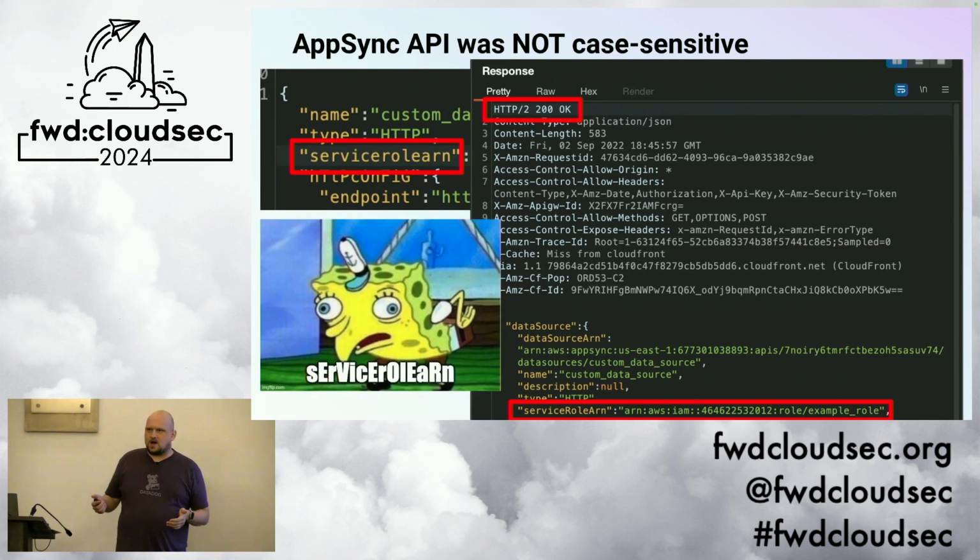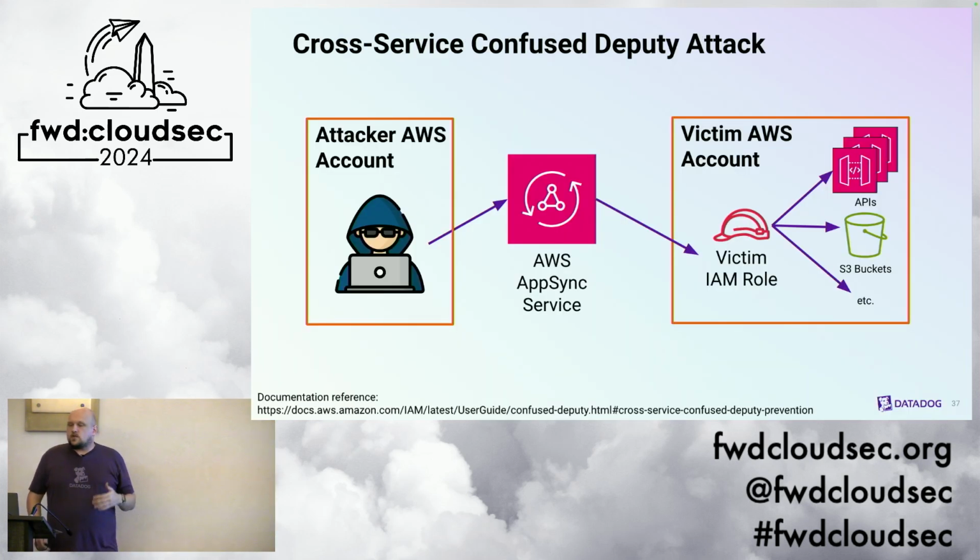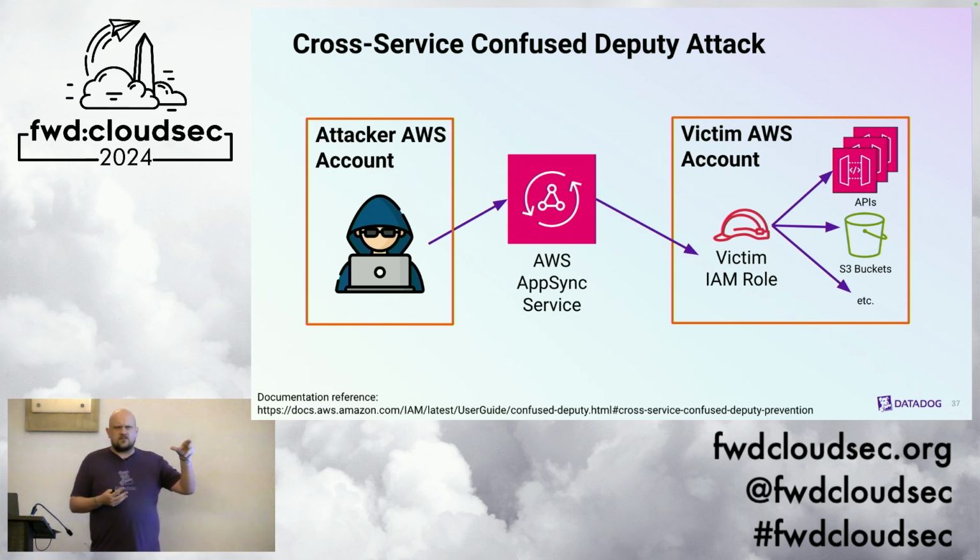So through the power of SpongeBob, we were able to defeat a major tenancy boundary in AWS. This would allow us to pass to that service any ARN that we wanted to, including in other people's accounts that we shouldn't really have access to. This is an example of a cross-service confused deputy attack, where a lower privileged identity, us, is able to convince, trick, or coerce a higher privileged entity, in this case the AppSync service, to do something on our behalf.